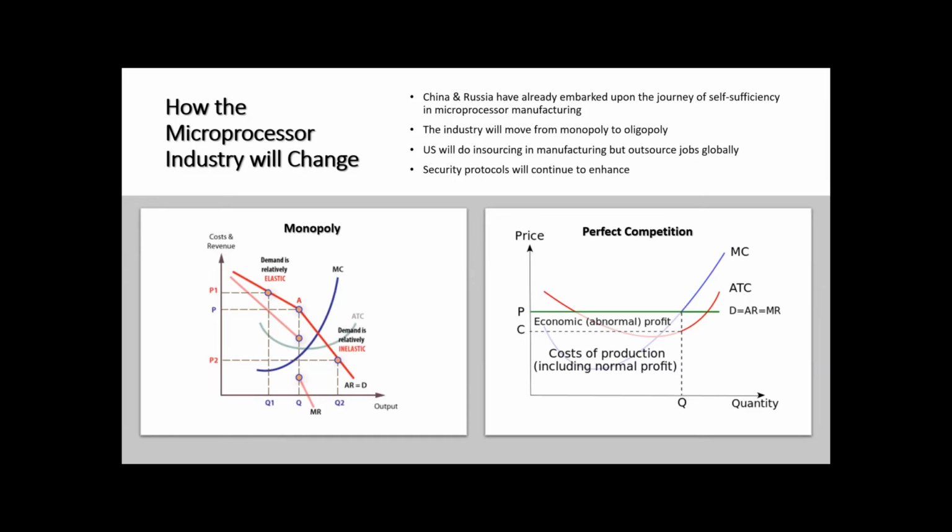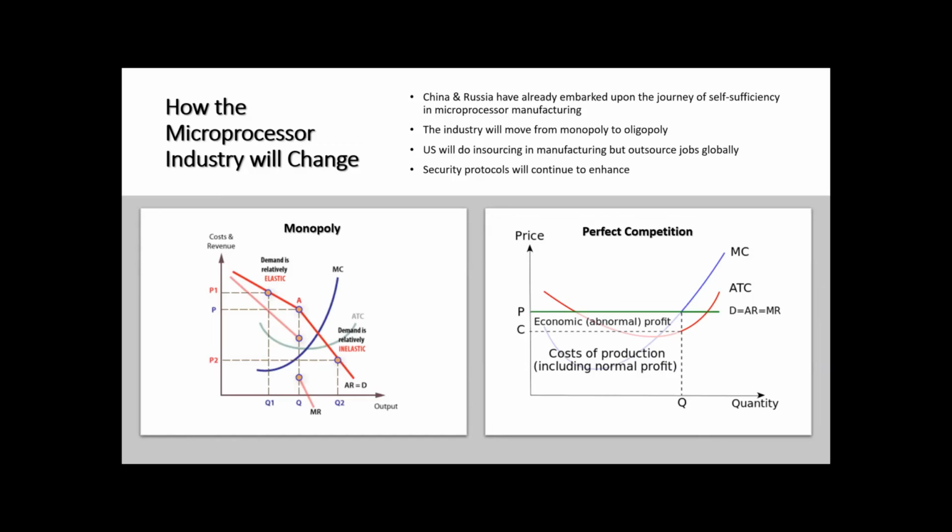But the issue will be that America will not have price advantage, cost advantage, and that advantage can be harnessed by China and the rest of the world. For the lower end of the microprocessor, the market will behave like perfect competition. And in perfect competition, economic profit is earned only in the short run, and in the long run, only normal profit can be earned.